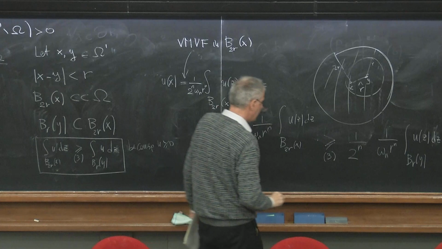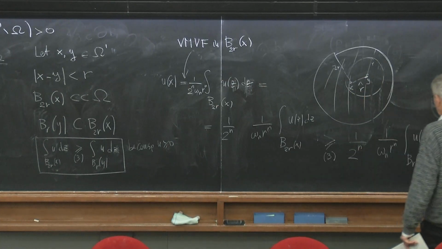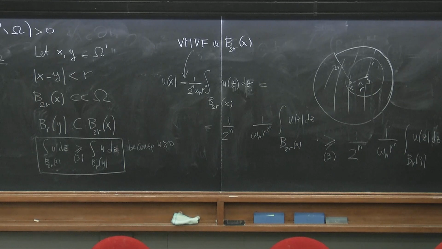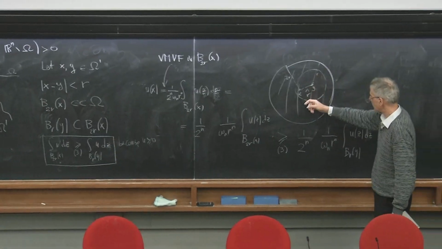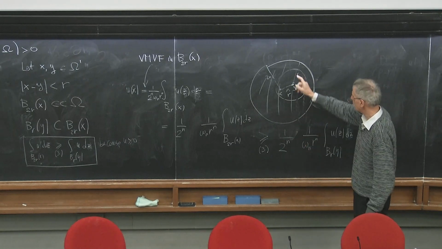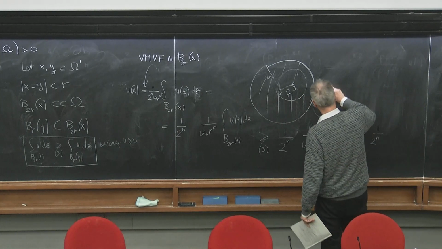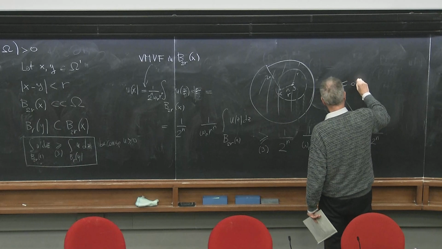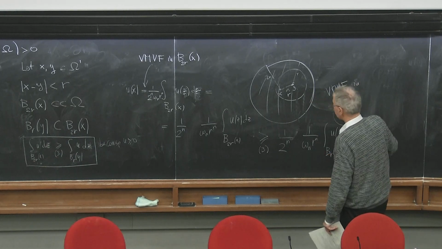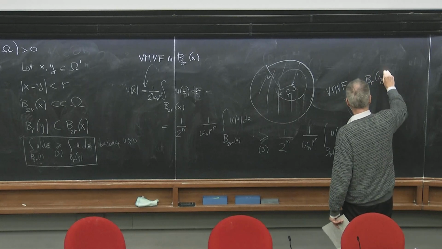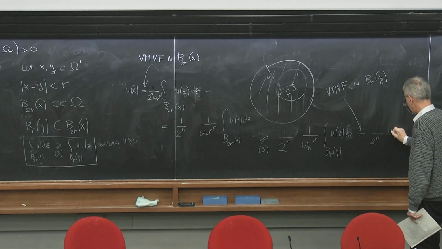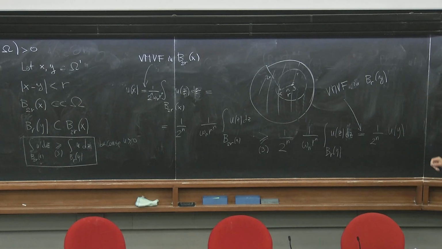This instead is the inequality 3, and now I am going to use the volume mean value formula in the other ball, the ball centered at y, this ball here, okay? So using the volume mean value formula in B_R(y), this gives us u of y. This way we have more or less compared u of x.